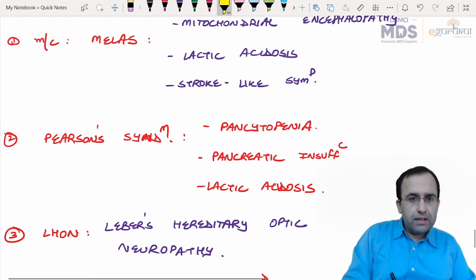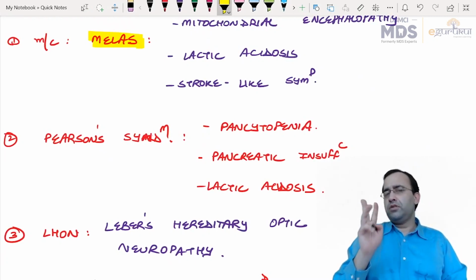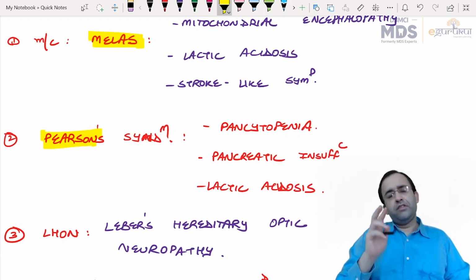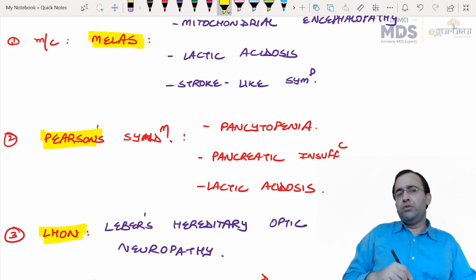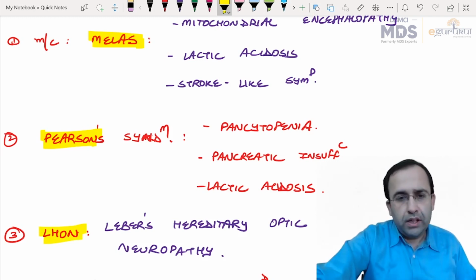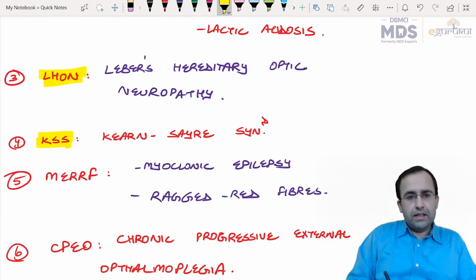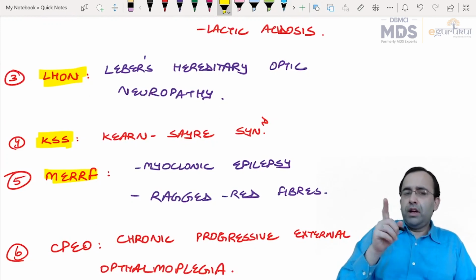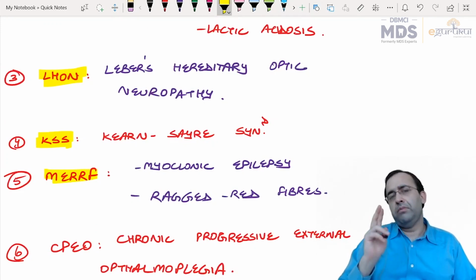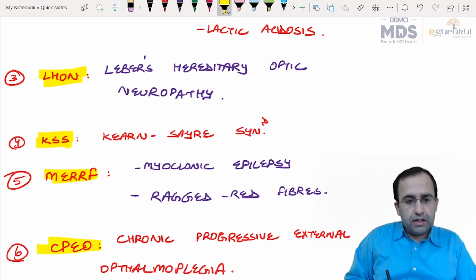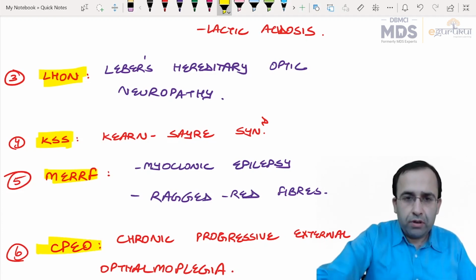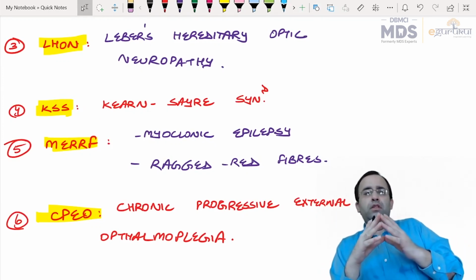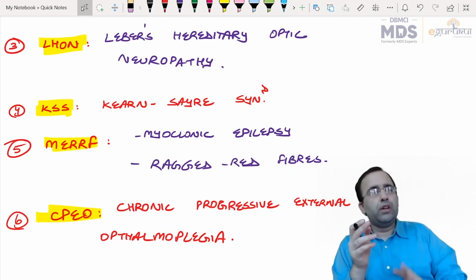They were MELAS, mitochondrial encephalopathy, lactic acidosis, stroke-like symptoms; Pearson syndrome, pancytopenia, pancreatic insufficiency and lactic acidosis; LHON, Leber's hereditary optic neuropathy; KSS, Kearns-Sayre syndrome; MERRF, myoclonic epilepsy, ragged red fibers; and the last is CPEO, chronic progressive external ophthalmoplegia. Done. This finishes mitochondrial inheritance.